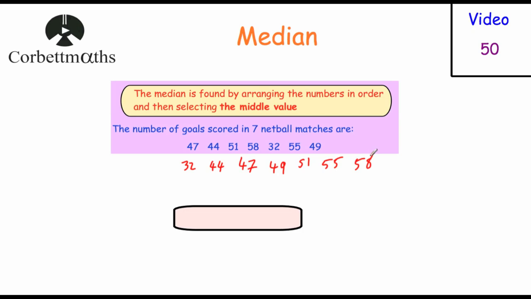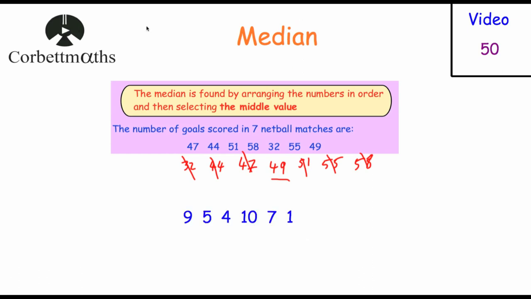Now we're looking for the median, which is the middle value. So I tend to cross them off in pencil, in case I need to rub them out. So cross off the smallest, cross off the biggest, cross off the next smallest and the next biggest, the next one and the next one. And we're left with 49. So 49 is the median. It's the middle value once they've been arranged in order. That question was quite nice because we had an odd number of numbers, so there was definitely one in the middle. So what happens if there's an even number of values?